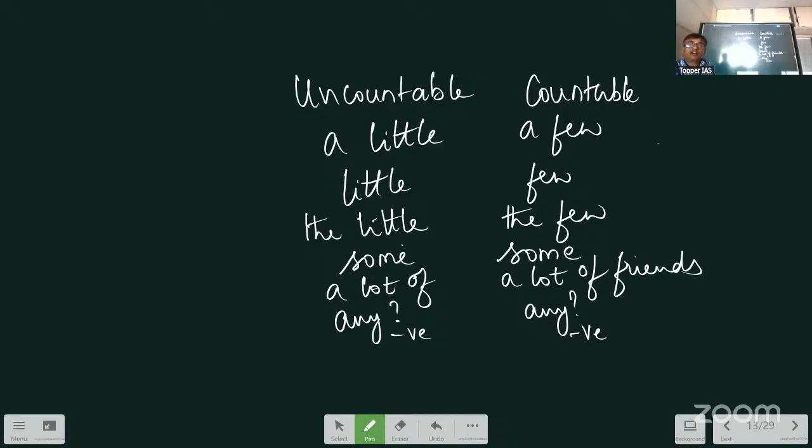Little is to tell how much is enough or not enough. Little food is enough for me. Few friends are enough for me. The little salt that you put is enough. The few friends I had have left Bangalore.